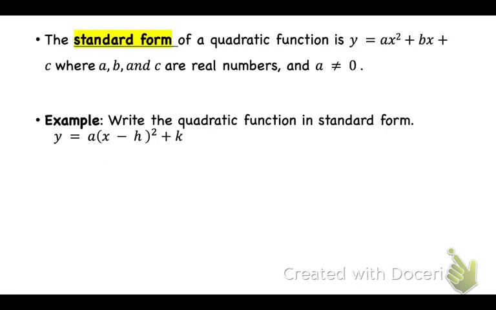Okay, so standard form, again, was ax squared plus bx plus c, where a, b, and c are real numbers and a can't be 0. And so we are going to write vertex form into standard form. So I have y equals a times (x minus h) squared plus k. How do I do it? We square. So I have to do (x minus h) times (x minus h), so that's x squared minus 2xh plus h squared.